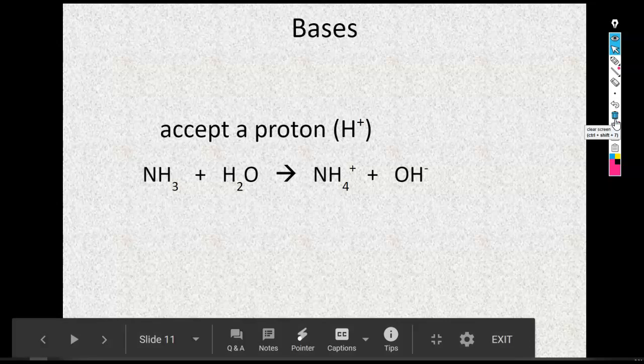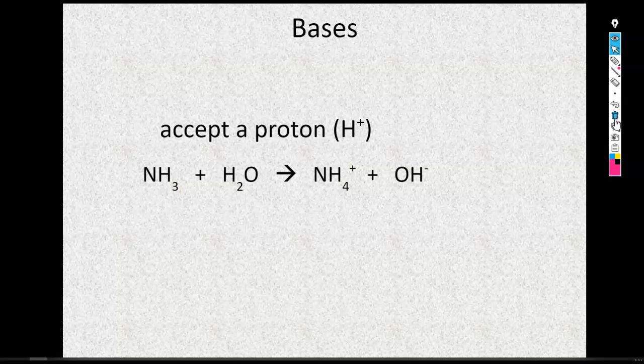All right. Now, what about if we have a base? Okay, so bases, remember, accept the proton. So in this case, I can see that the NH3 is changing into the NH4+. That means the NH3 must have accepted the proton. That makes the NH3 the base, and it means this time that our water must have lost the proton. So that means this time that our water is behaving as the acid.